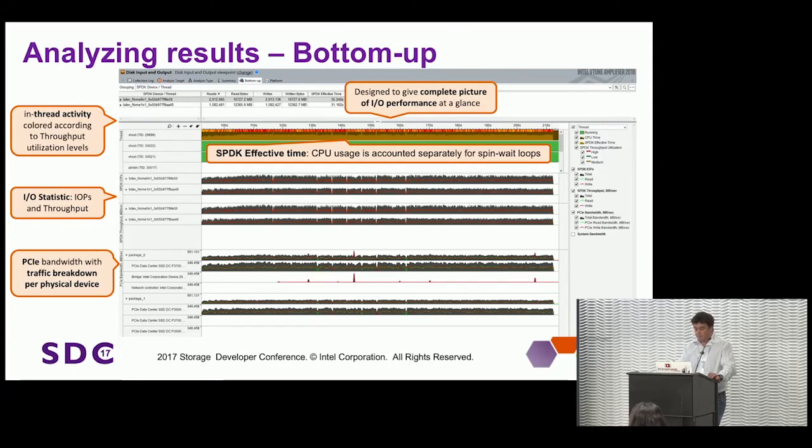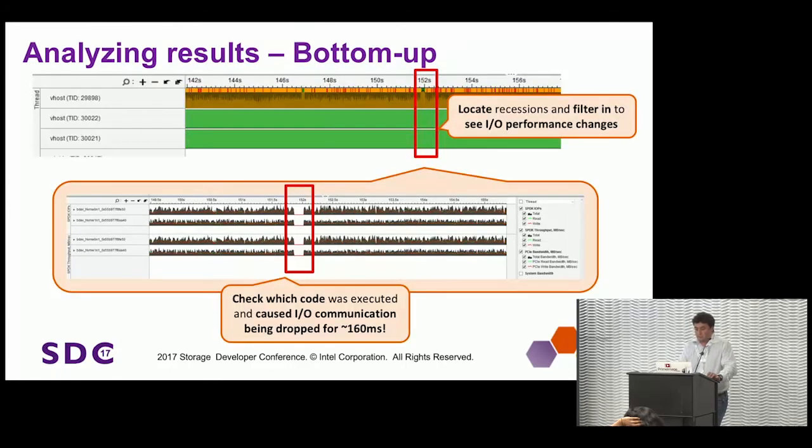So we can start from the basic idea to switch back to the thread block, since it's colored by the throughput layers which we choose on the summary page. We can see, for example, and locate recessions and see how low throughput is really low. For example, in that moment, we can figure out that it's not just low, it's even dropped for approximately 160 milliseconds. And the next obvious case is to figure out which functions were executed at that moment, prior to that moment, and next, and try to do some corrections.